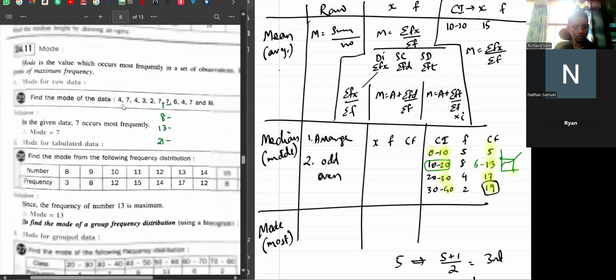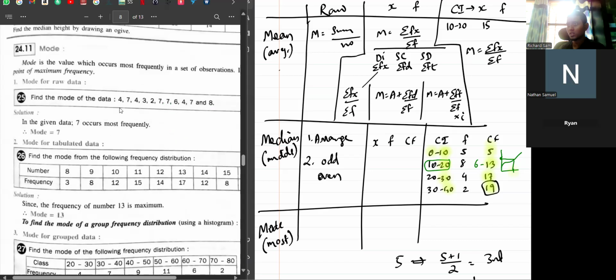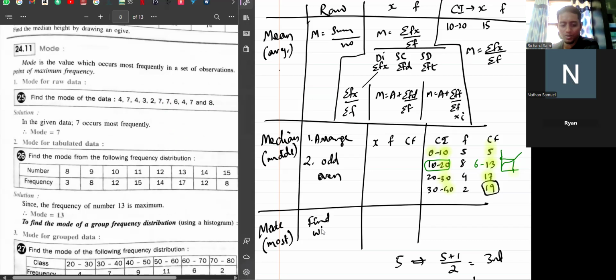So here, what's the mode of this data? 7. Why? It came the most number of times. 1, 2, 3, 4 times 7 came. So 7 is the mode. Right. So raw data is just easiest. Find what comes the most number of times.